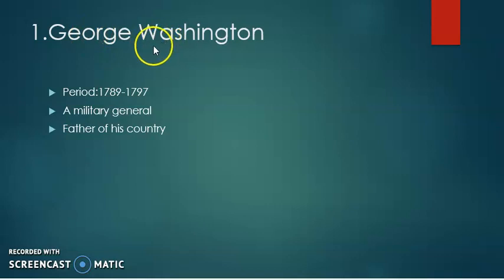George Washington was the first president of USA, and he ruled the country from 1789 to 1797. He was a military general as well, and he led the army of the then 13 colonies in the war against the British. He is known as the father of his country.